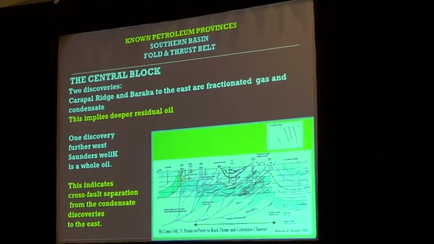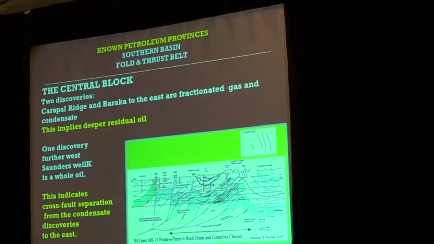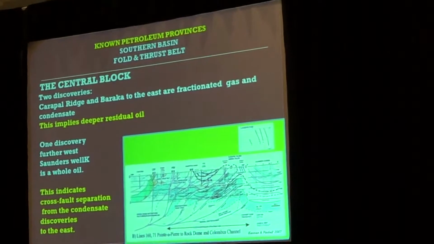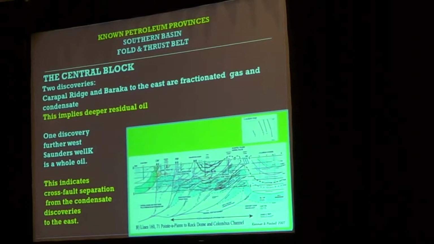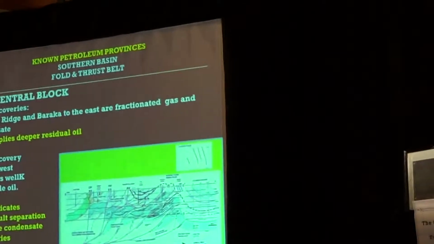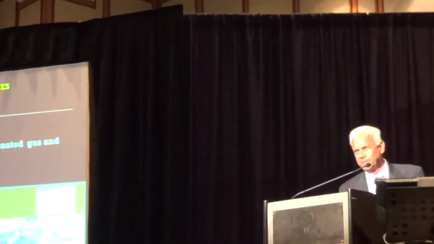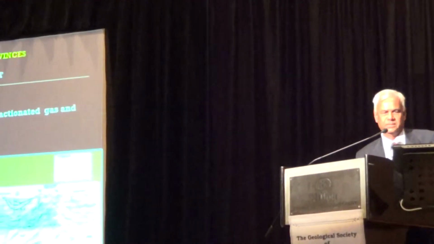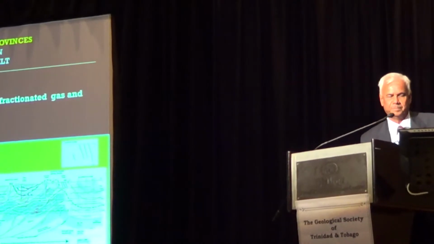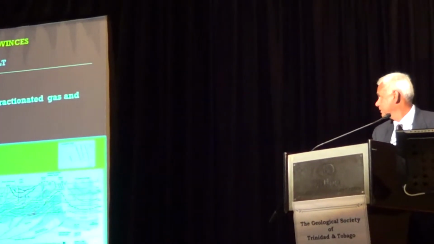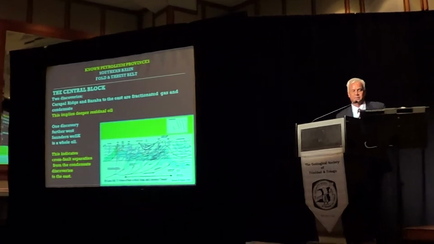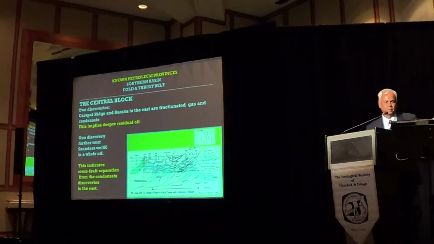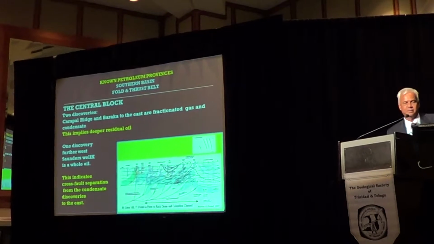So it indicates, again, like Southwest Soldado, there's cross-fault separation and there are multiple migration pathways, but that below Baraka and Carapal Ridge, you could expect to find deeper residual oils. You're also seeing multiple thrust sheets. This is a seismic section from one of the old Exxon Southern Basin Consortium lines, and you can see multiple thrust sheets. So I would absolutely recommend deeper drilling in this area.